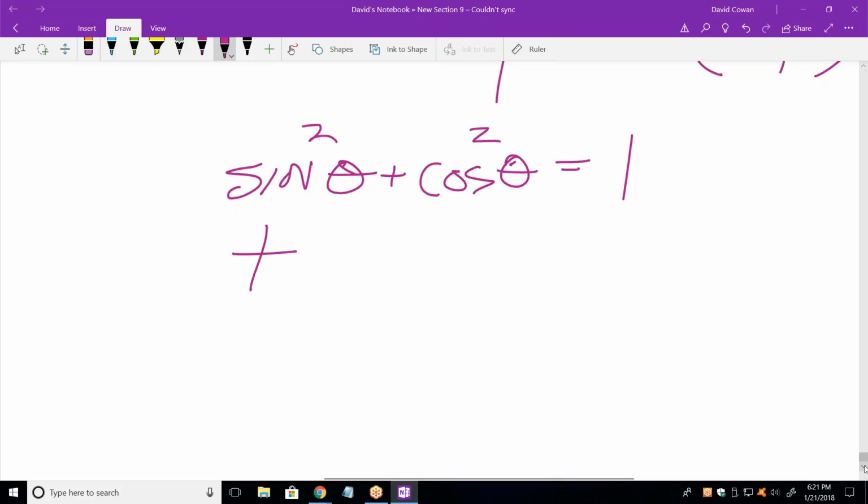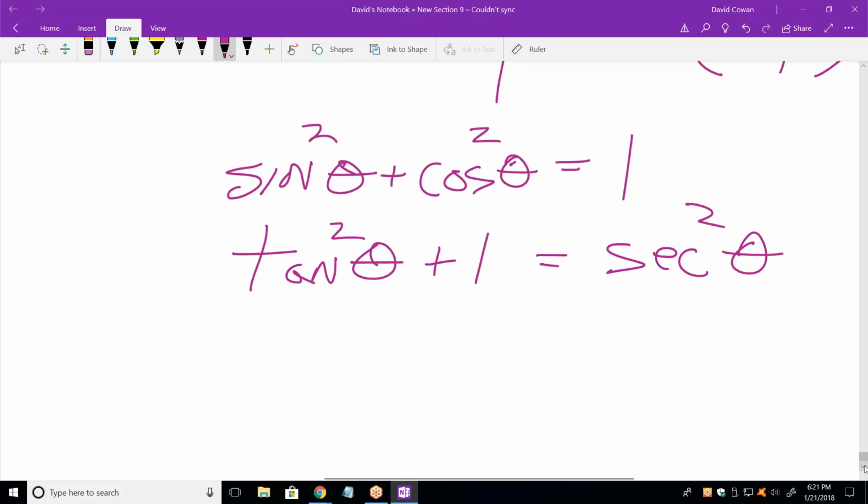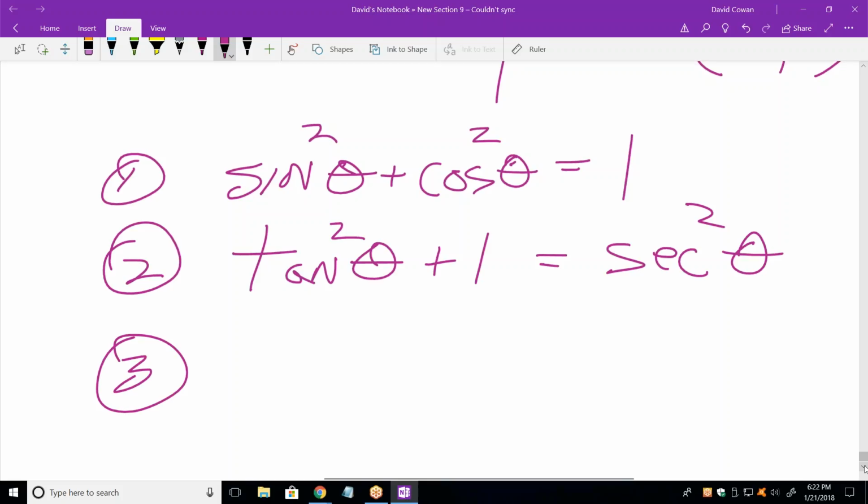The second one that at some point they make you memorize is this one. That's always true. So you have to memorize 1 and 2. And then there's a third one that they want you to know, but you can always figure it out from the second one. The third one is the cofunctions of the second one.